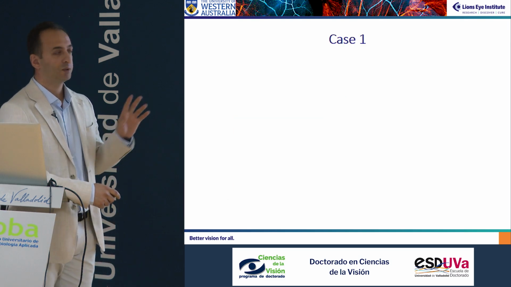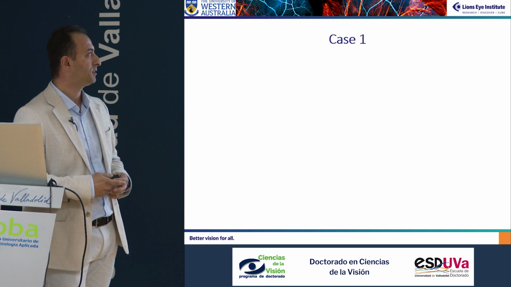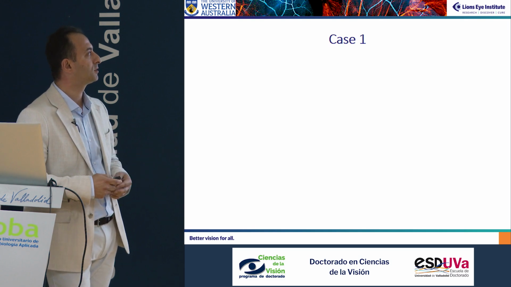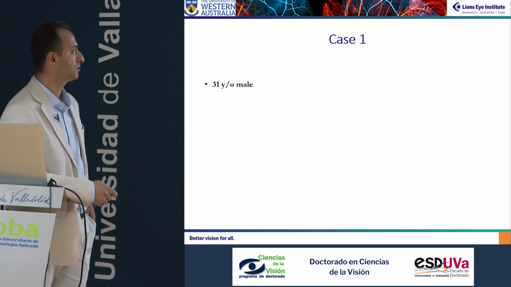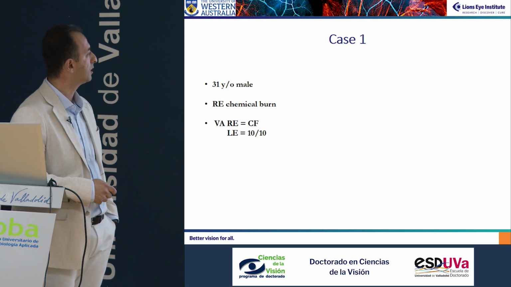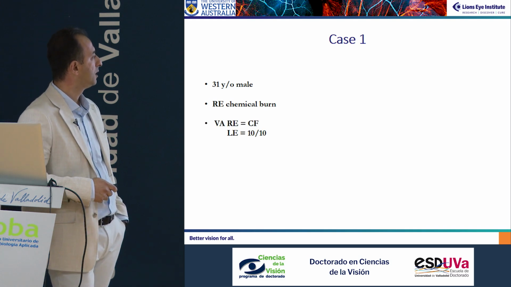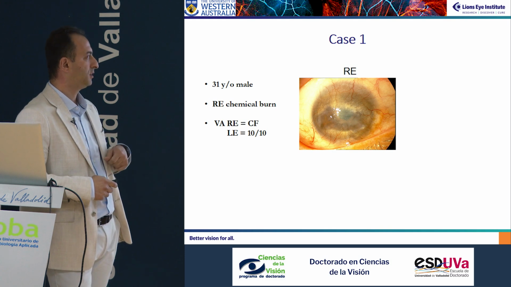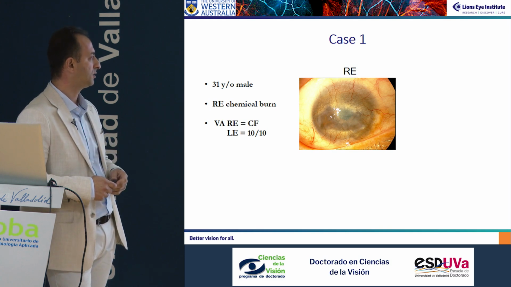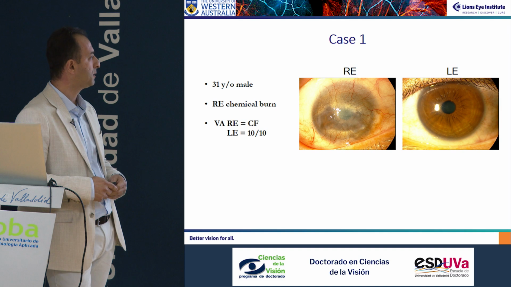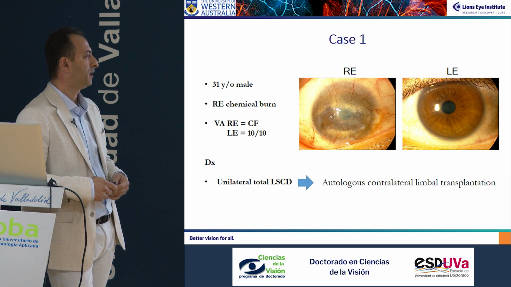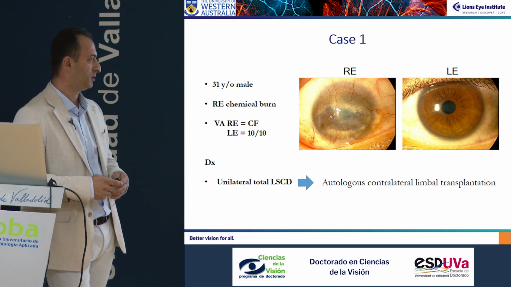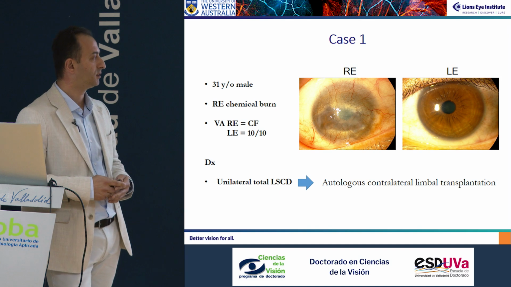So I would like to go through a few cases to see what are the options for the treatment of limbal stem cell deficiency. So the first case is a young male with chemical burn in one eye. Right eye has a counting finger vision, which is this one, and the left eye is normal with 10/10 vision. And with a diagnosis of total unilateral limbal stem cell deficiency, overall the treatment of choice is autologous contralateral limbal transplantation.